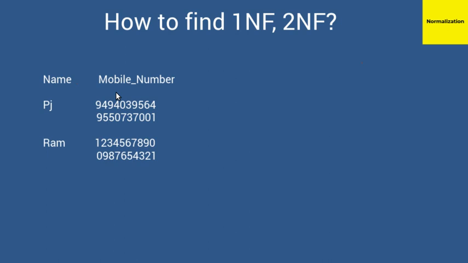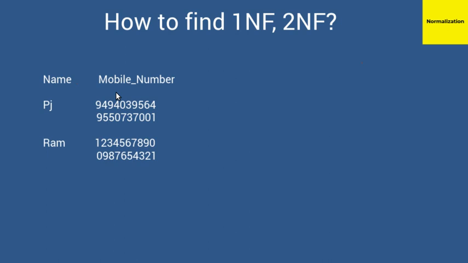In this video, we will learn about normalization. First of all, what is normalization? Normalization is a process of arranging the data effectively in the database to reduce the redundancy. We do that by table decomposition. So what is decomposition? Dividing a table into further tables.